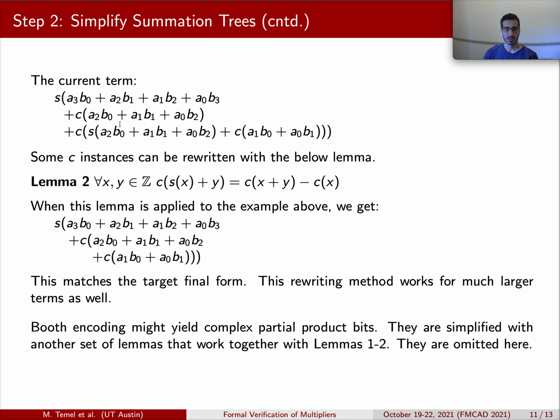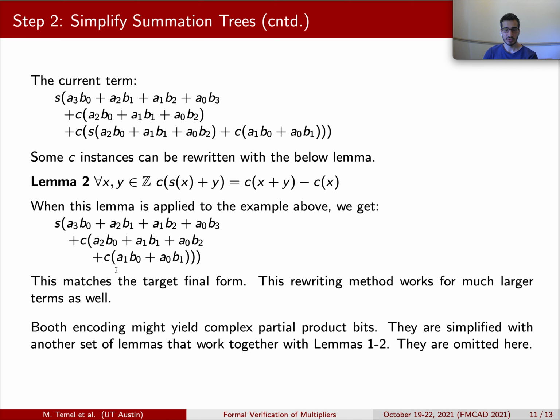This term still does not look like our final form, and we see summation of c's that have s's in their arguments. Since the final form does not contain such instances, they need to be simplified as well. And the lemma given here does that. When we rewrite the c term on the last line of the current term, this, the overall term simplifies to the term at the bottom. And we see that it matches the final form that I have shown you a couple of slides ago.